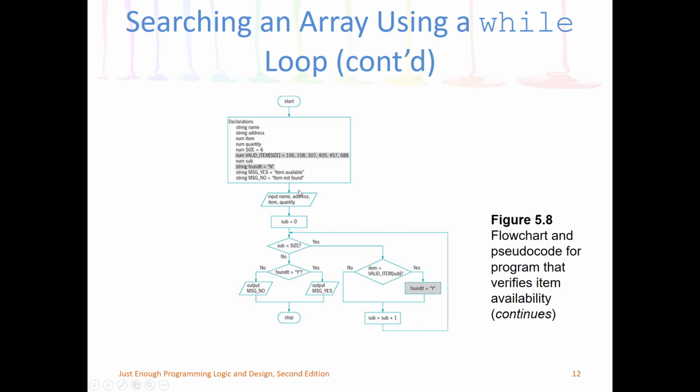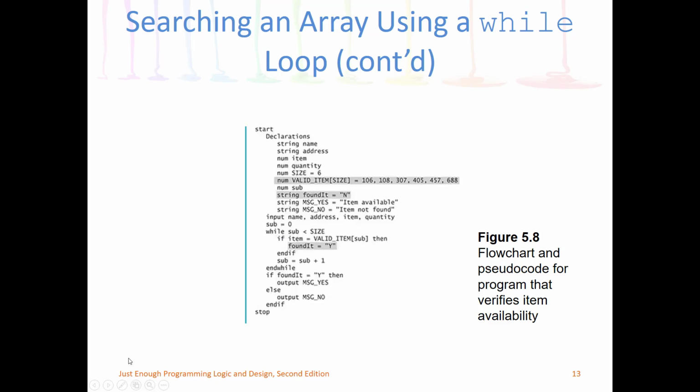Now in this case, there is no optimization. It goes all the way to the end, okay? But it's a flag that tells it whether it found it at the end. Now that's not optimized for speed, but it's okay. They'll get to that. And that's your pseudocode for the same thing.